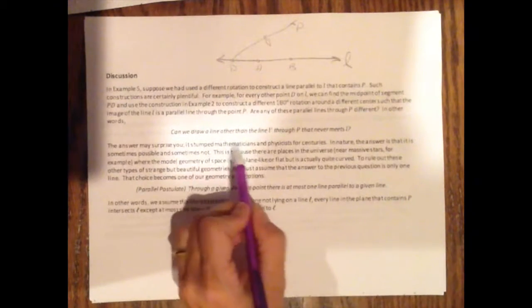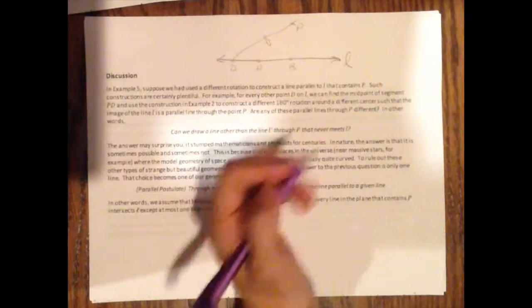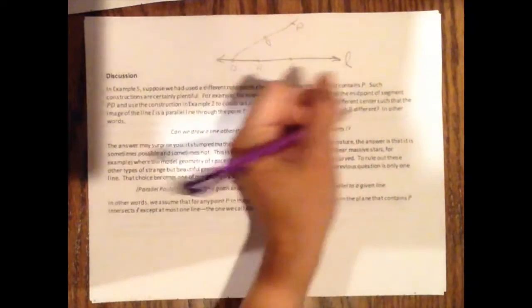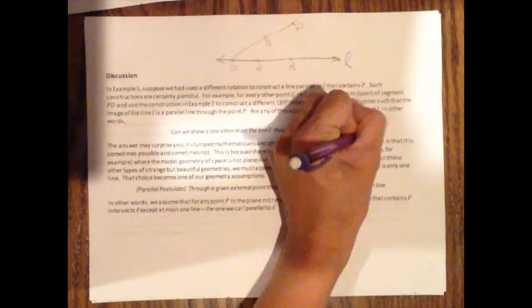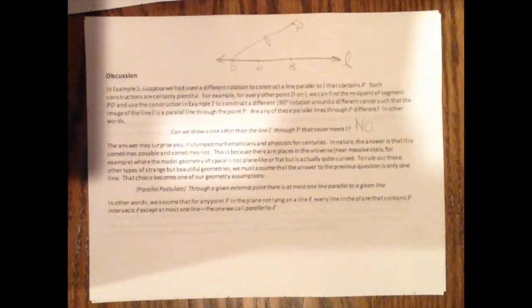Okay, can we draw a line other than line L through P that never meets L? The answer is no, but if you keep reading, you may laugh a little bit or be surprised. The answer may surprise you. It's stumped mathematicians and physicists for centuries. Centuries are hundreds of years, right? In nature, the answer is that sometimes it's possible and sometimes not. This is because there are places in the universe, near massive stars for example, where the model geometry of space is not plane-like or flat, but is actually quite curved.